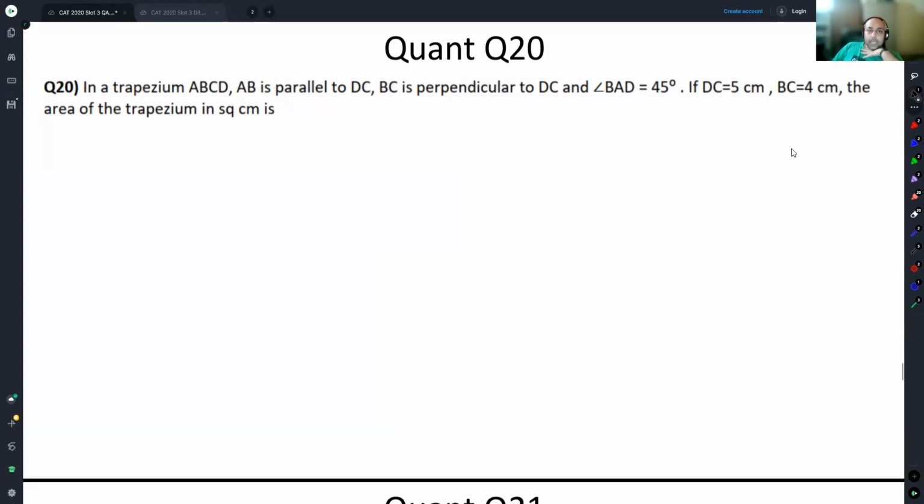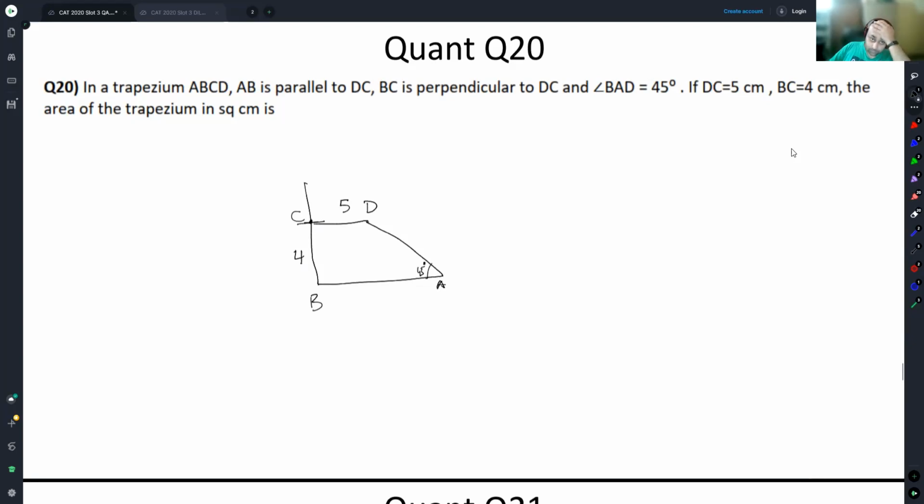In a trapezium ABCD, AB is parallel to DC. BC is perpendicular to DC and angle BAD is equal to 45 degrees. BAD is 45. AB is parallel to DC. So DC and BC are perpendicular. It has to be C now. BC is 5, AB is 4, and this is 45 degrees. Find the area of the trapezium in square centimeters.